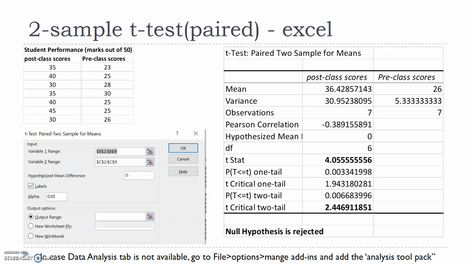This is, as we discussed, a two-tailed test, right? So I'm not bothered about whether it is greater than or lesser than. If my objective is to find out whether it is greater than 5 marks, then I would have put my hypothesized mean difference as 5, and then conducted a t critical one-tailed test. Whatever result I got, I would have made that inference.